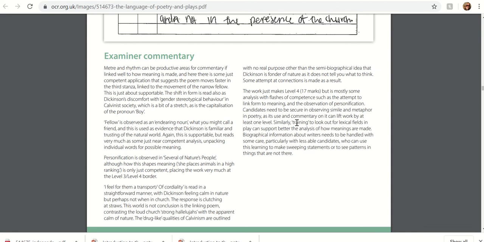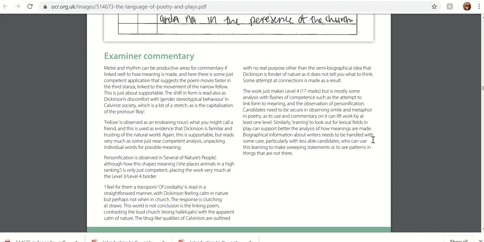Similarly, training to look out for lexical fields in play can better support the analysis of how meanings are made. Remember all that work we did, pulling apart texts and looking at all of the nouns and all of the verbs and all of the adjectives, and is there anything that groups them in common? This is why. Just looking at individual words isn't always going to help you out. Look at patterns across a whole text.